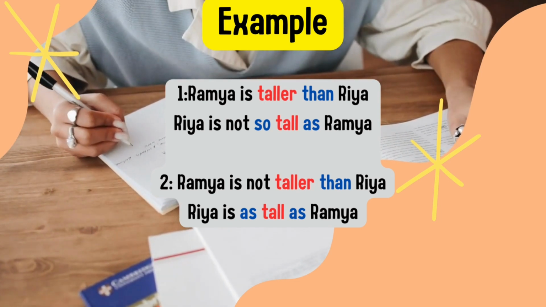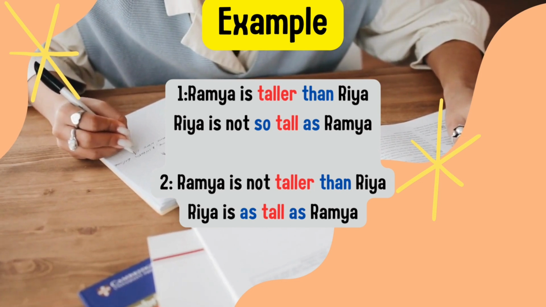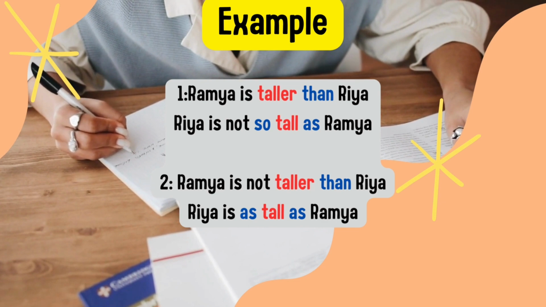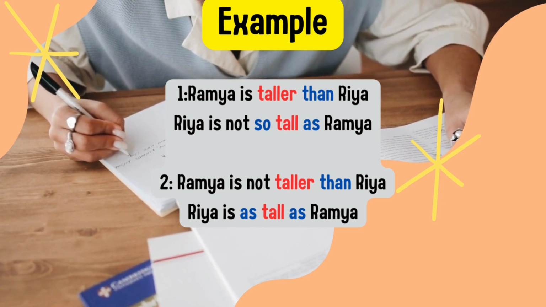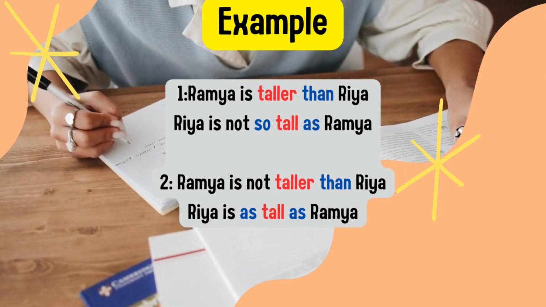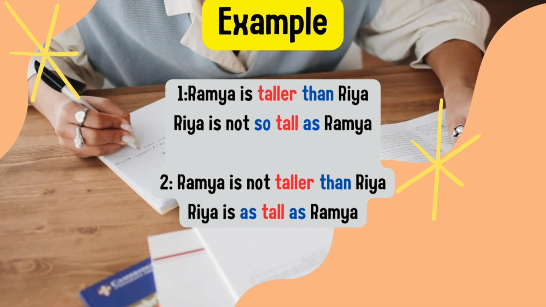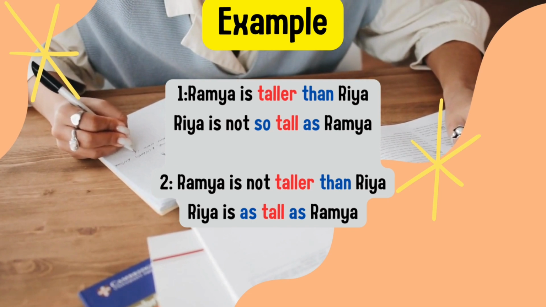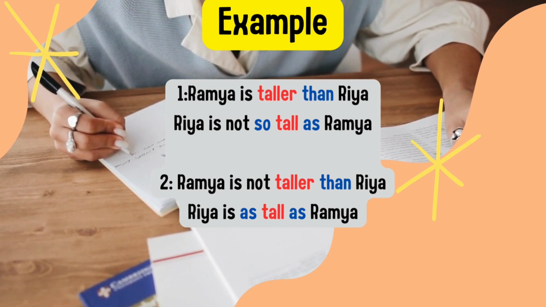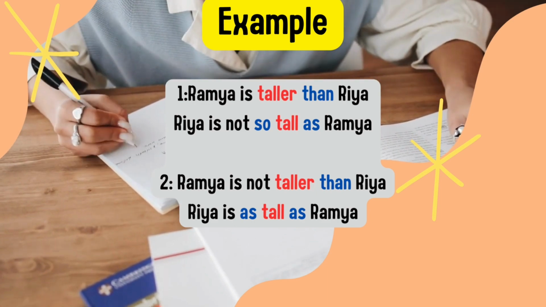Next, Ramya is not taller than Riya. Taller, comparative, than, clue word is type 1. Now we will transform it into positive degree. Swapping names, Riya. Helping verb is. We have not, remove not. Next word, taller. Positive form is tall. As tall as Ramya. Riya is as tall as Ramya.